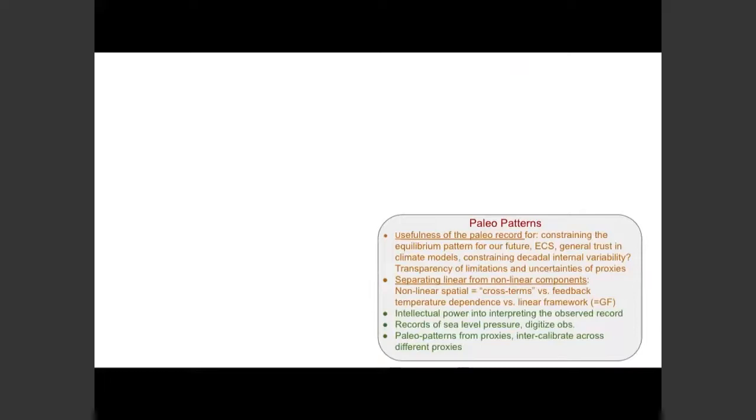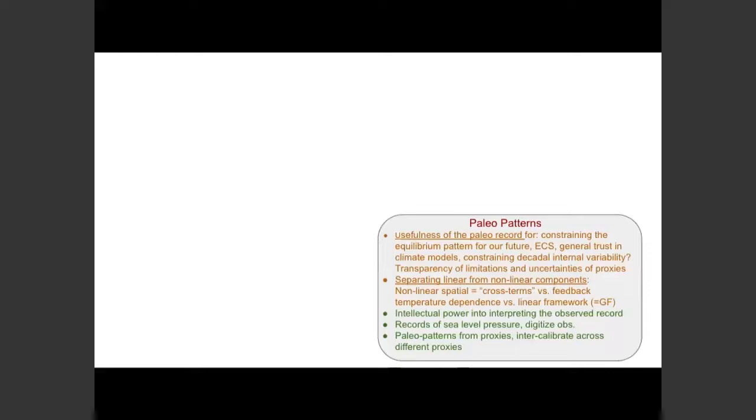Is the understanding of the paleo patterns, and how far do we link this, to increase or decrease our trust in our GCMs? And on the somewhat shorter time scale, the last millennium or so, can we use paleo records to constrain the decadal variability of our models, or our understanding, before the models, of decadal variability?